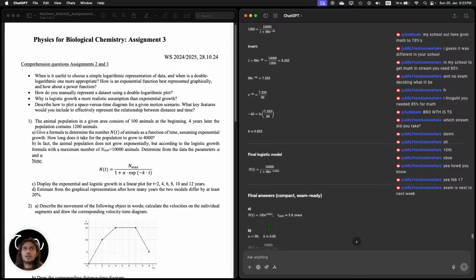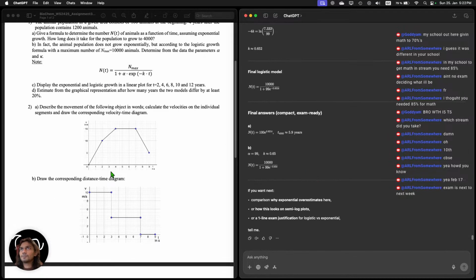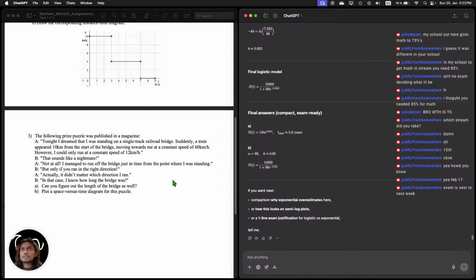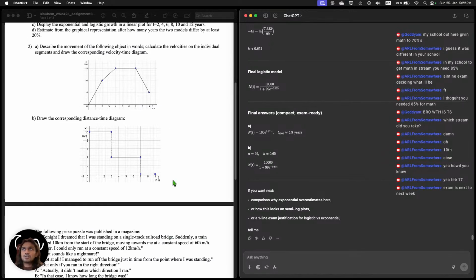So I found k. Now part C: display the exponential and logistic growth in a linear plot for t equals 2, 4, 6, 8, 10, and 12 years. Estimate from the graphical representation after how many years the two models differ by at least 20%. You know what? I'll do it later.